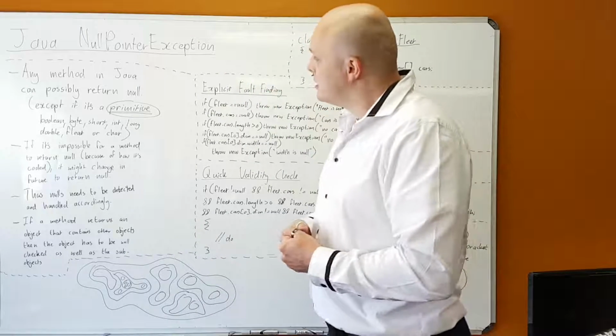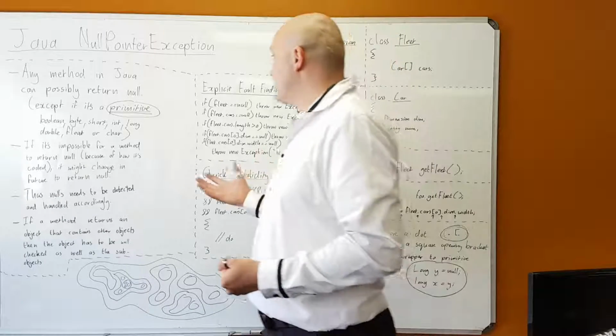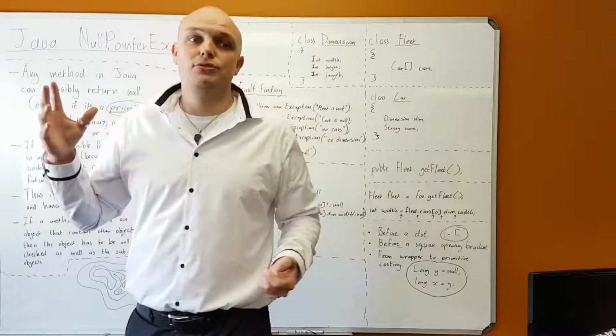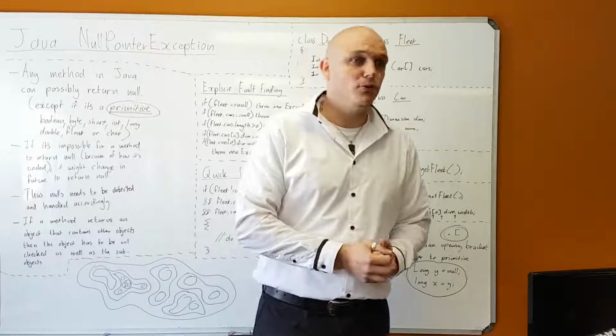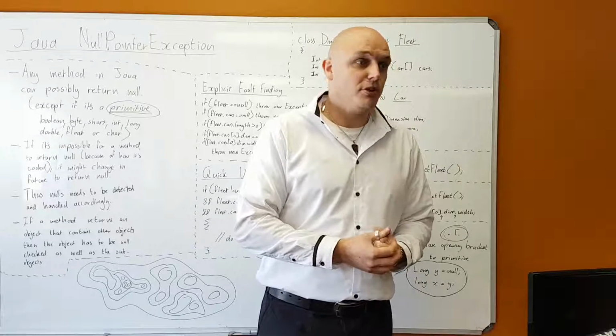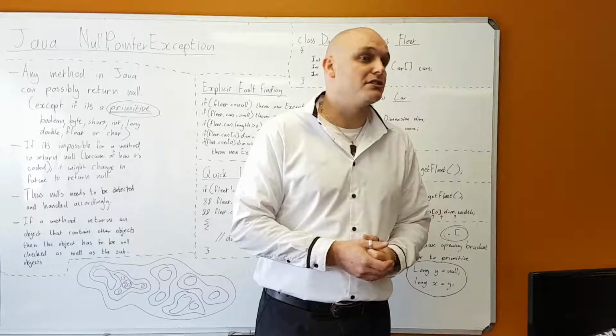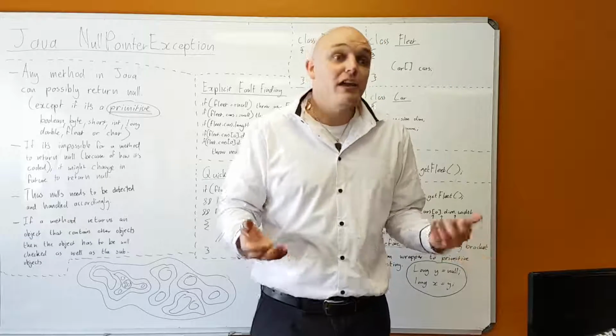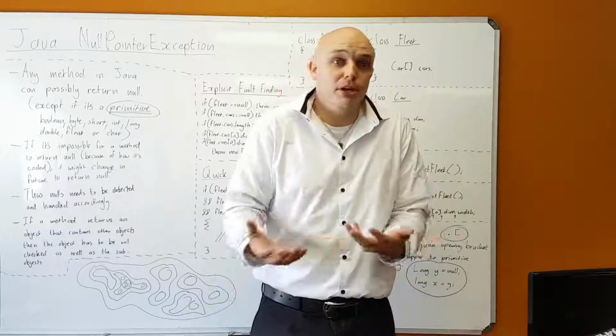Okay, so what we want to do now is circumvent null pointer exceptions. We need to avoid them. So we need to check that a null pointer exception doesn't happen. And if there is a null, where do you go from there?